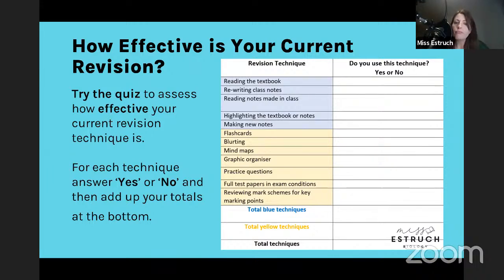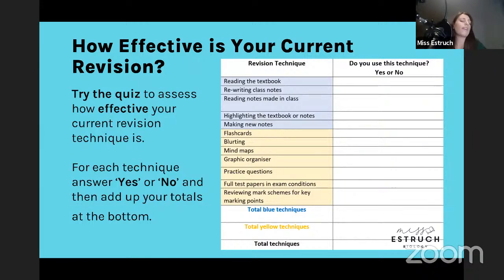So we've got some of the blues: reading the textbook, rewriting class notes, reading notes made in class, highlighting the textbook or notes, making new notes. Then we have flashcards, blurting, mind maps, graphic organisers, practice questions, full test, and reviewing the mark scheme.